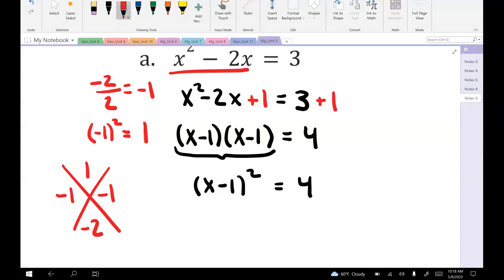To undo that square and figure out what x is, we have to take the square root of both sides. When we take the square root of something in parentheses, we're left with just what's inside the parentheses. So we're left with x minus 1. And on our right-hand side, we take the square root of 4. The square root of 4 could be positive 2 or negative 2, so we write plus or minus 2.